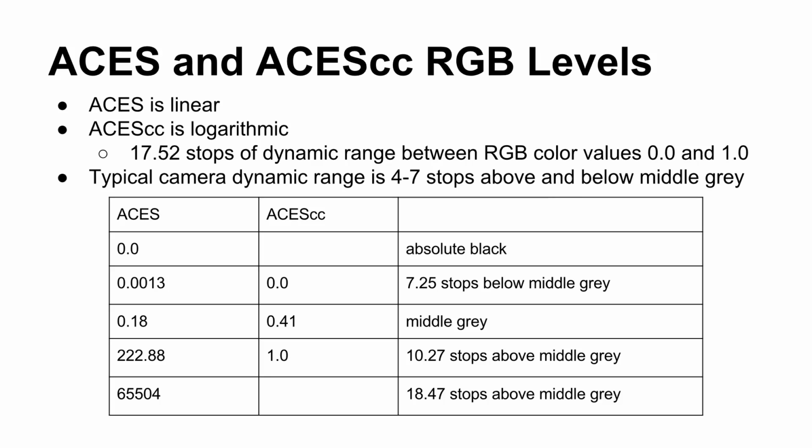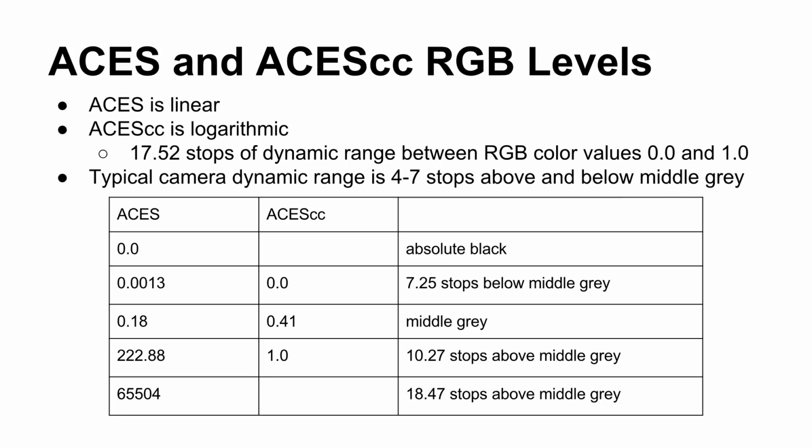ACES has a nearly unlimited dynamic range. But since it's linear, the color values get very large as the image gets brighter, and you can see from this table that middle gray is much closer to the minimum than it is to the maximum. ACEScc has a 17.5 stop dynamic range between the color values 0 and 1, and middle gray is fairly close to the middle at 0.41, which is similar to a traditional video color space.